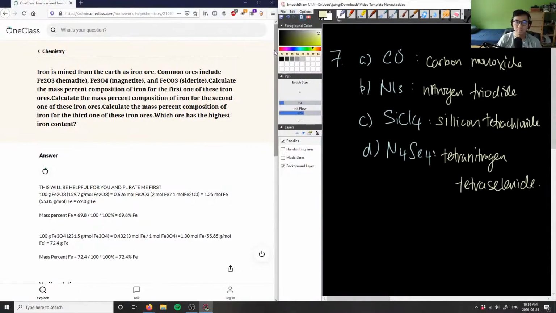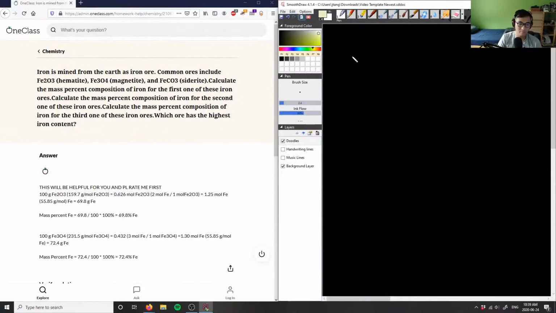Let's look at number 8. If iron is mined from the earth as iron ore, common ores include Fe2O3, hematite, Fe3O4, magnetite, and Fe2CO3, which is siderite. Calculate the mass percent composition of iron for the first one of these iron ores, for the second one, and for the third one. Which ore has the highest iron content?